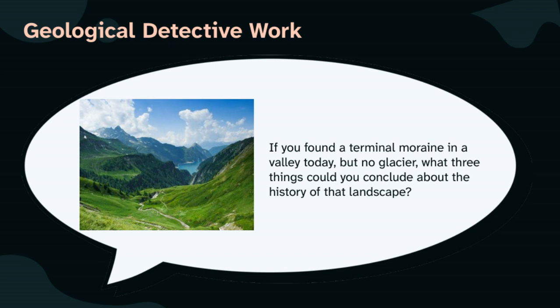First, it tells us the area was once covered by a glacier. Second, it tells us the glacier reached that specific point before retreating or melting. Third, it tells us the climate in the past must have been colder than it is today because conditions allowed ice to build up and move through that valley. Write those ideas as a short paragraph. Suggested sentence starter: the terminal moraine suggests that.